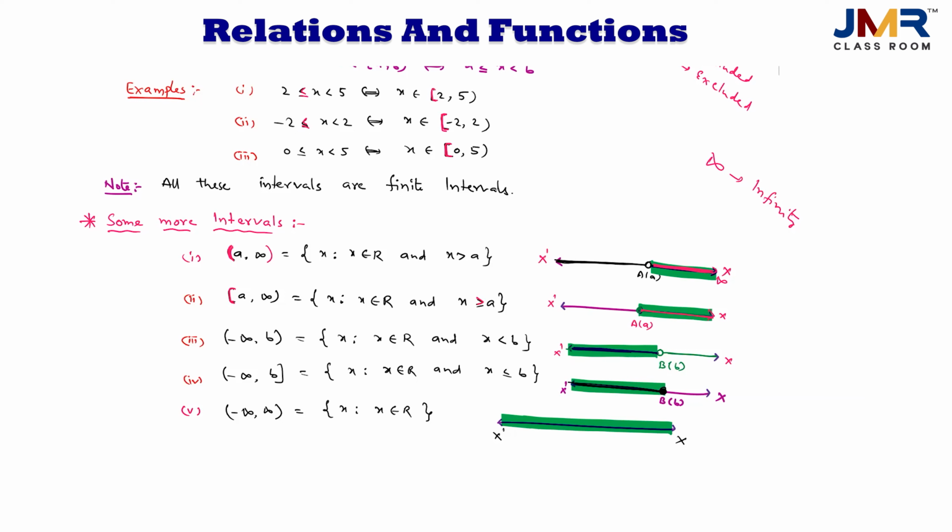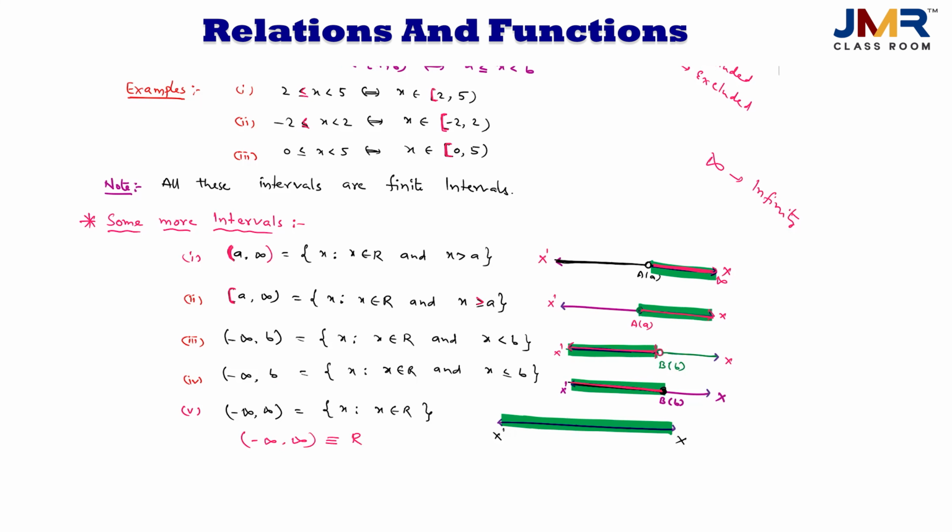Similarly, minus infinity to b means x less than b. So this is b, x less than b means left side till the end, minus infinity to b. Minus infinity to closed b, we mean that x is less than or equal to b. b is also included. Finally, minus infinity to infinity is the same as all real numbers, the set of all real numbers.